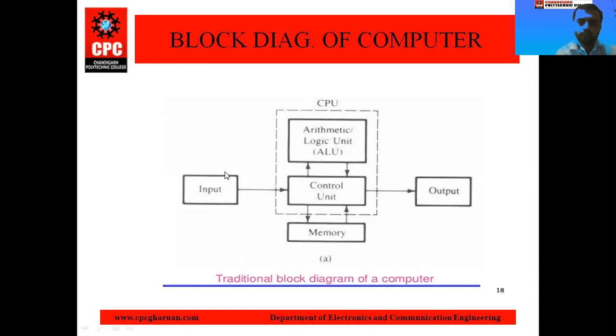Input devices are used to provide input to your computer, for example, a pen drive. Output devices are those from which the output is obtained from the computer, just like your displays, projectors, and printers. This is your output devices, and this is your memory.